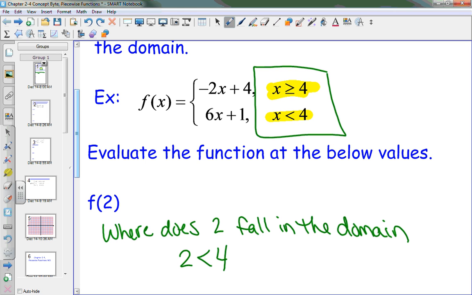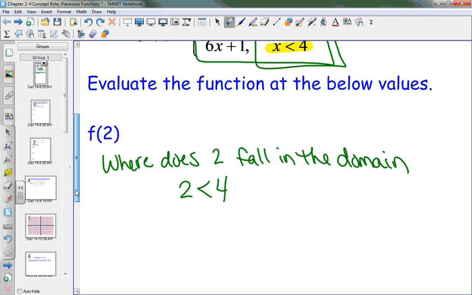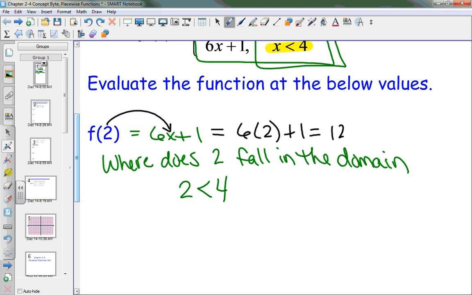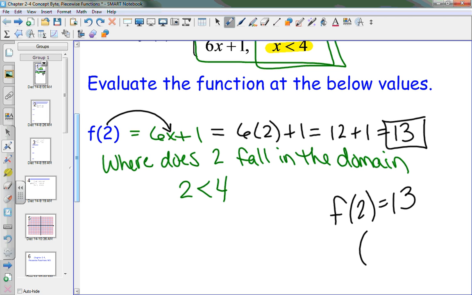Since it's below 4, I'm going to be using the 6x plus 1 function. So that means I'm going to be using the 6x plus 1 part of the function, and every place I see an x, I'm going to plug in the value negative 2. So that's going to be 6 times negative 2 plus 1. So 6 times negative 2 is negative 12, plus 1 is negative 11. So that means I would have the ordered pair, f at negative 2 is negative 11, which means it's an ordered pair negative 2, negative 11. I could actually plot that point.